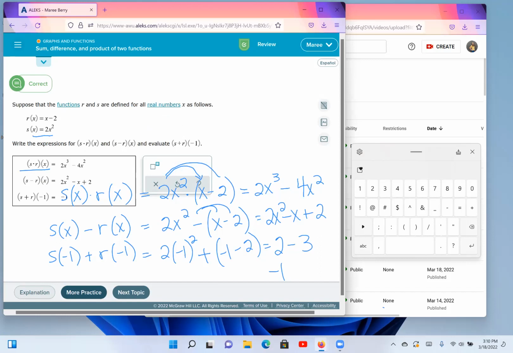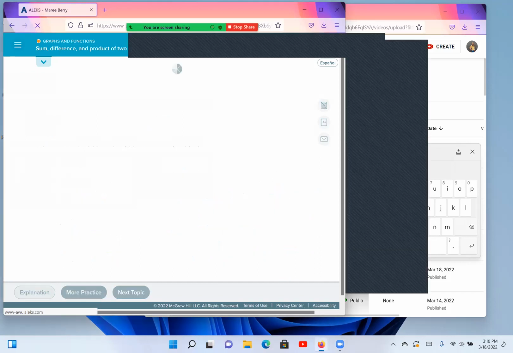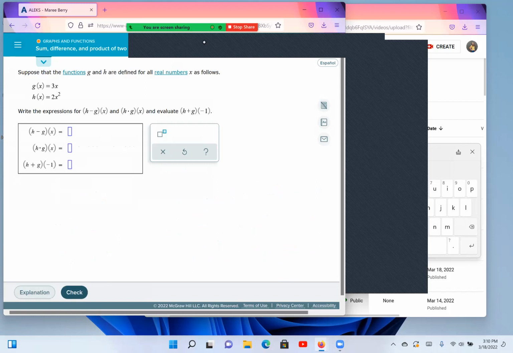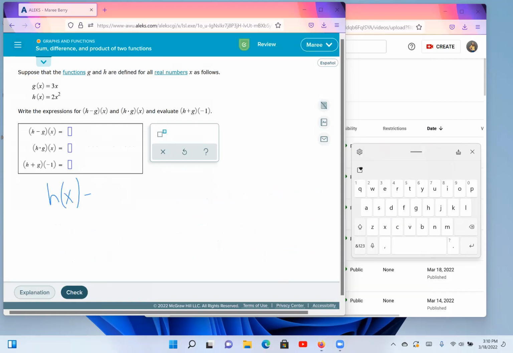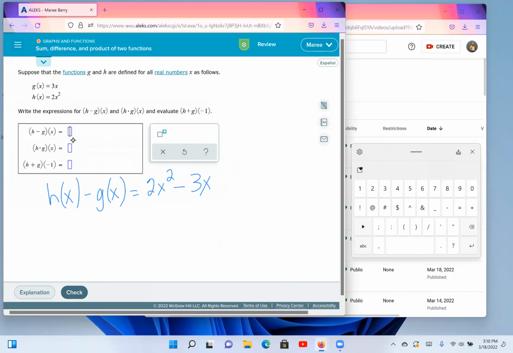Okay, let's just do one more example real quick. So h minus g of x is meaning h of x minus g of x. So we take whatever our function h of x is, which is 2x squared, and we're going to subtract g of x, which is 3x. These are not like terms, so we're going to go ahead and just type in 2x squared minus 3x.